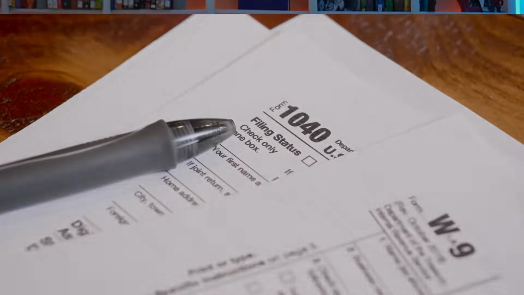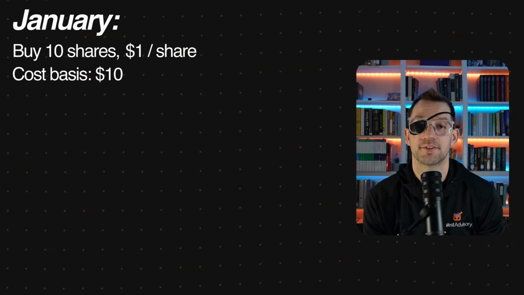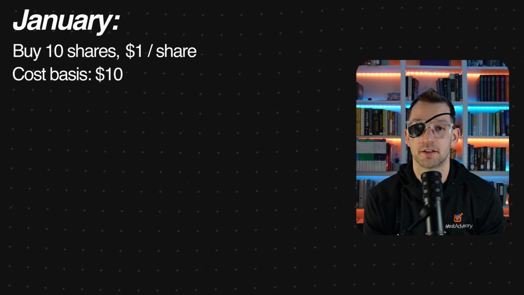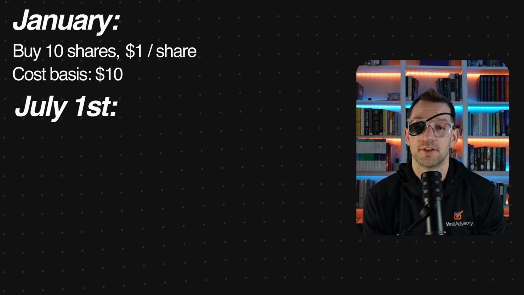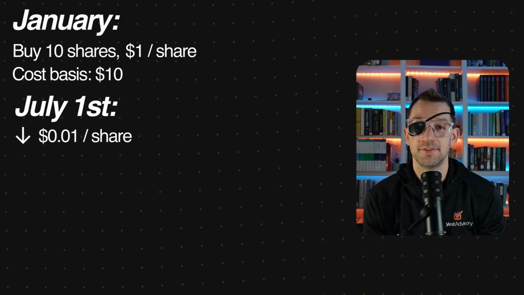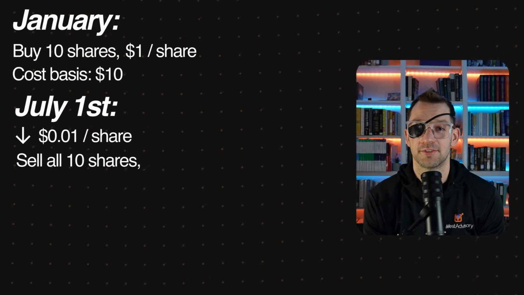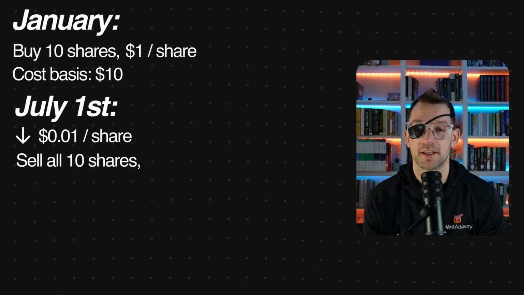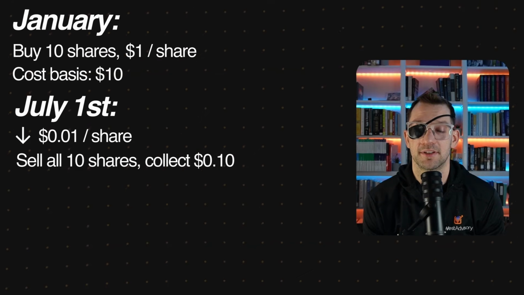We're going to start with a taxable brokerage account. Let's say you buy 10 shares in January for $1 a share. So your entire cost basis is $10, right? You pay $1 per share for 10 shares, $10. Okay, July 1st, this stock has done horribly. It's down to 1 penny. So you sell all 10 of your shares for 1 penny a share. You've sold them all for collectively 10 cents.